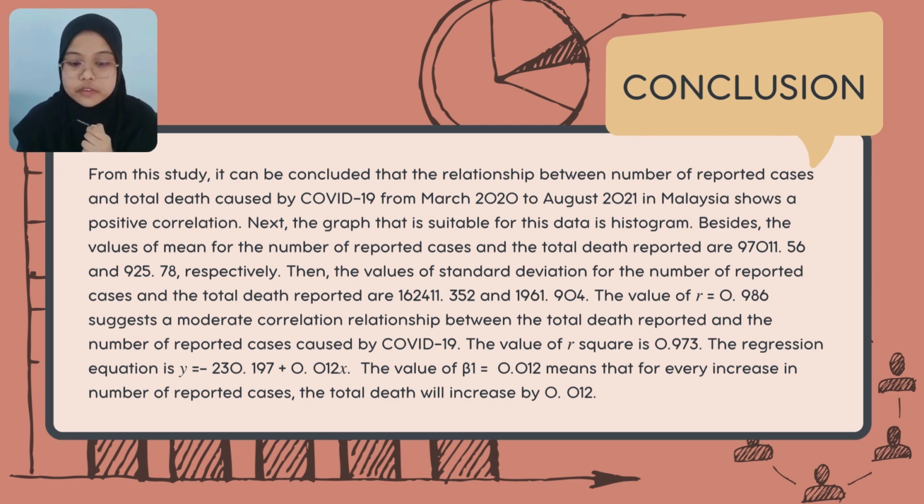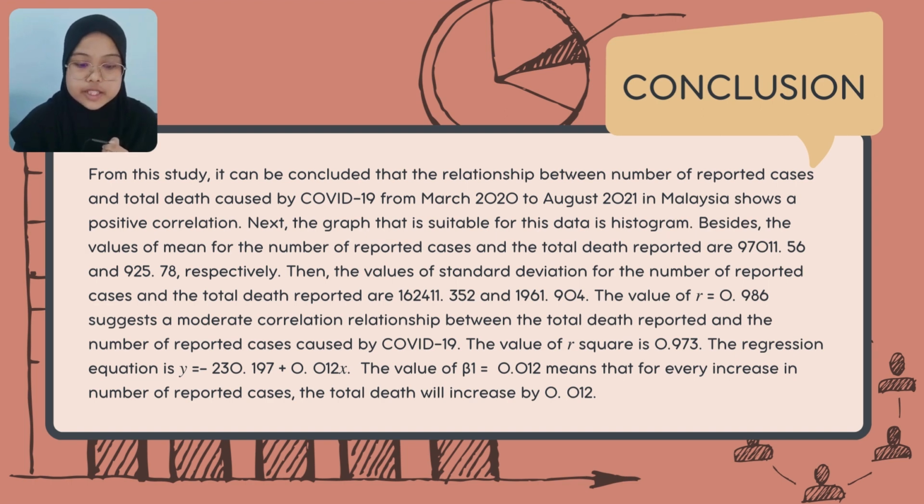Besides, the values of mean for the number of reported cases and the total death reported are 997,011.56 and 925.78 respectively. Then, the values of standard deviation for the number of reported cases and the total death reported are 162,411.352 and 1,961.904. The value of R equals 0.986 suggests a moderate correlation relationship between the total death reported and the number of reported cases caused by COVID-19. The value of R square is 0.973.